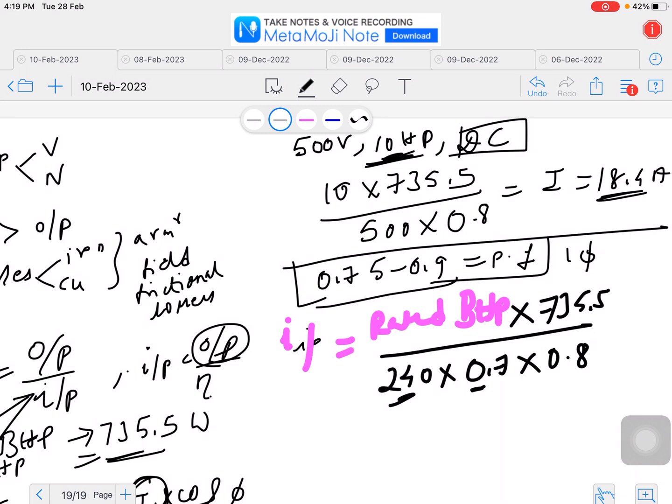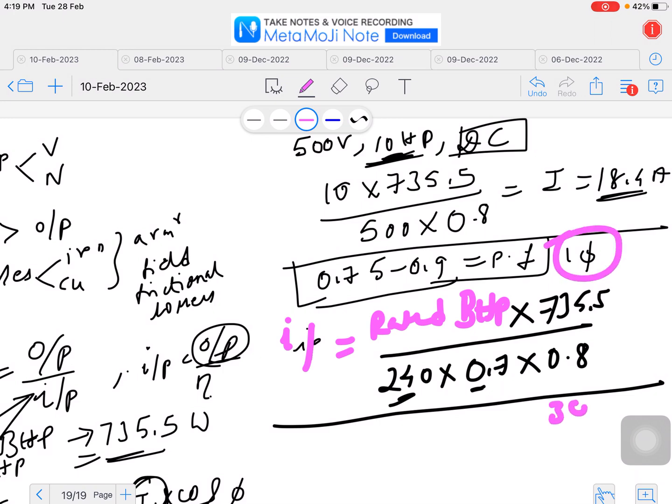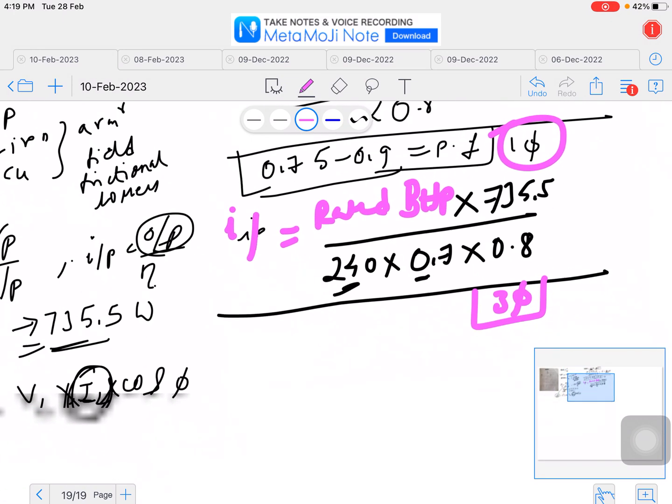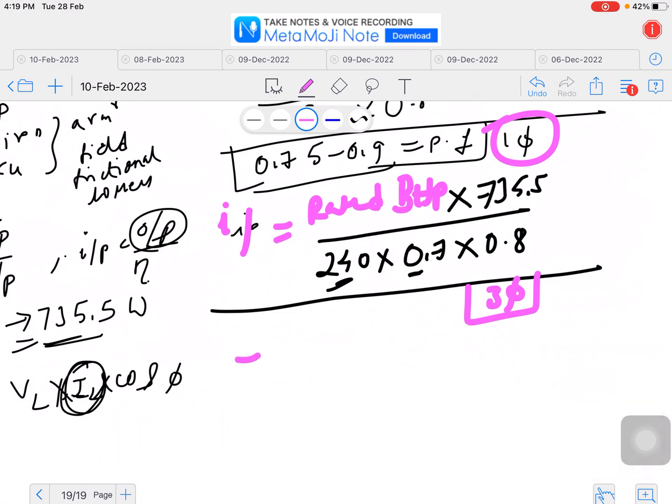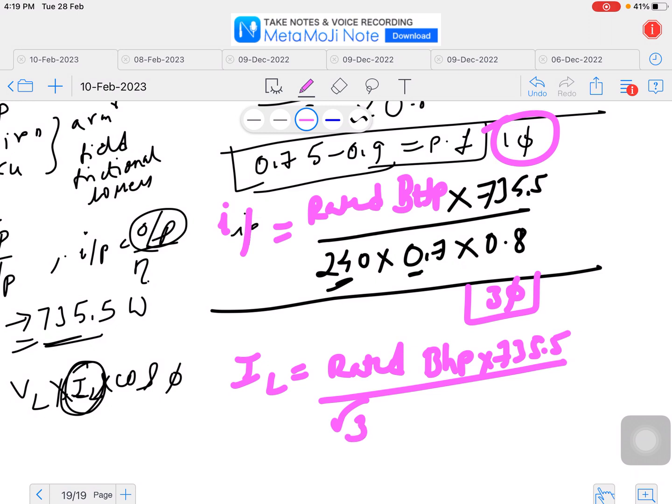The current can be calculated likewise. And suppose it is a three-phase motor, how do we calculate the input current? Once again the formula remains the same, except that instead of single phase we have three phase, so root 3 comes in. It is rated BHP times 735.5 divided by root 3 times the line voltage VL, efficiency, and cos phi.